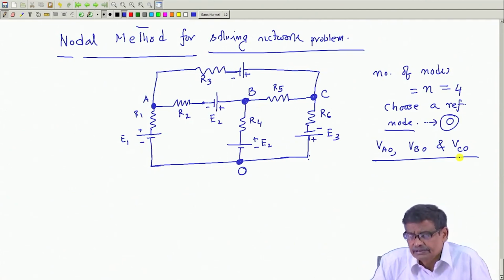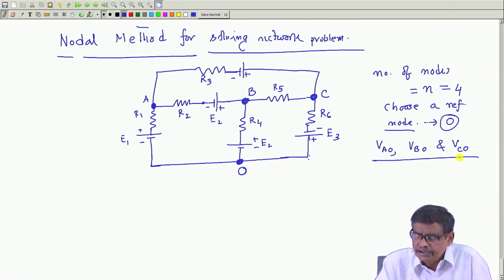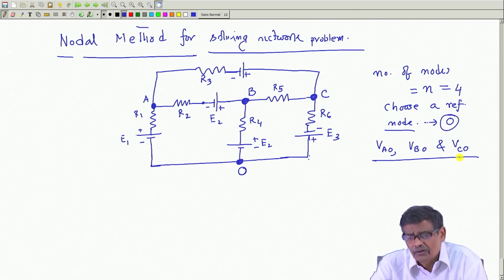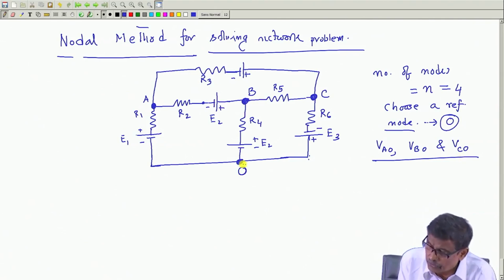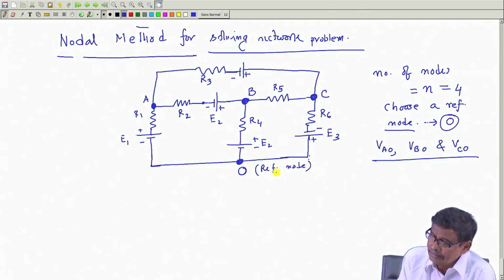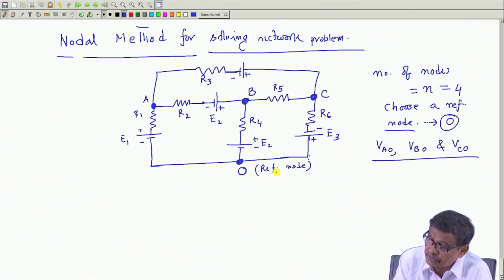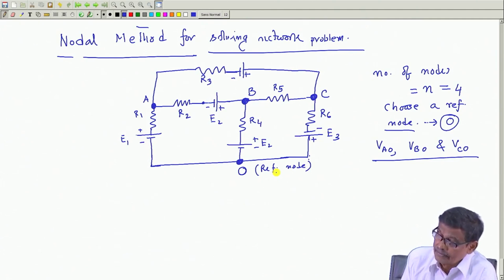Generally, one observation is that people choose as the reference node the point where many ends have been joined, more than 3, 4, 5 ends. We will come to this. So, I have chosen O as the reference node. Then I know the meaning of V_AO: the potential of A with respect to O, potential of B with respect to O, potential of C with respect to O. So, this is E1, E2, E3 and E4.